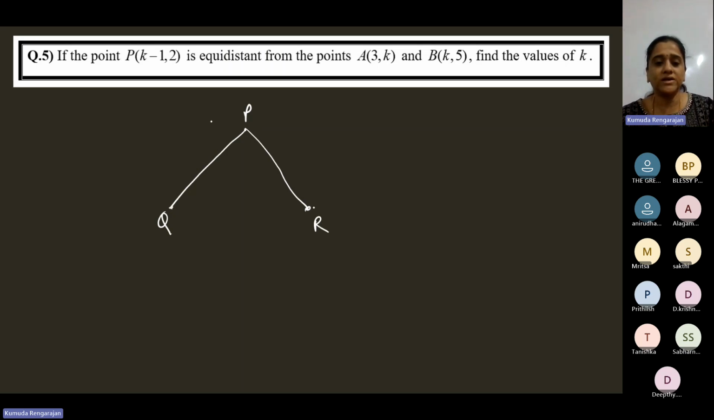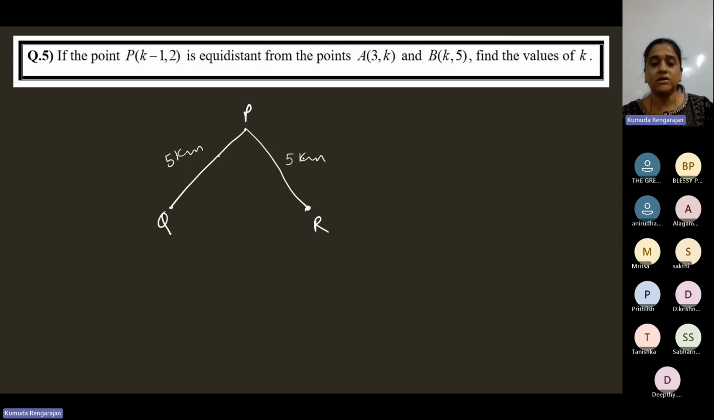Okay. Now say the distance between the points P and Q is 5 kilometers, and the distance between the points P and R is also 5 kilometers. We have 3 points P, Q, and R. So we say that P is equidistant, equal distances, from Q and R.